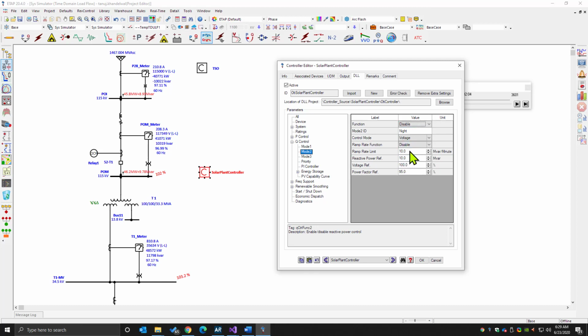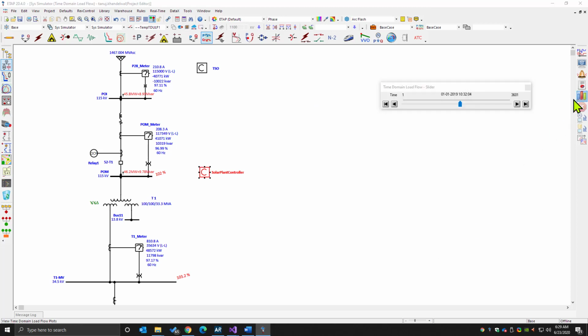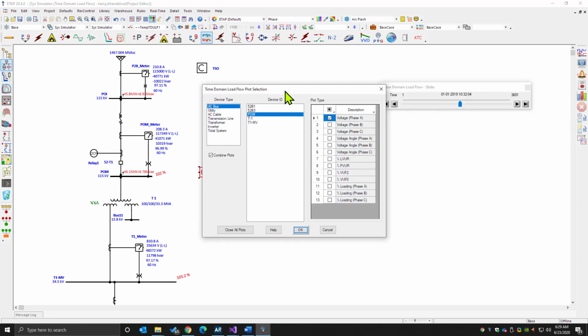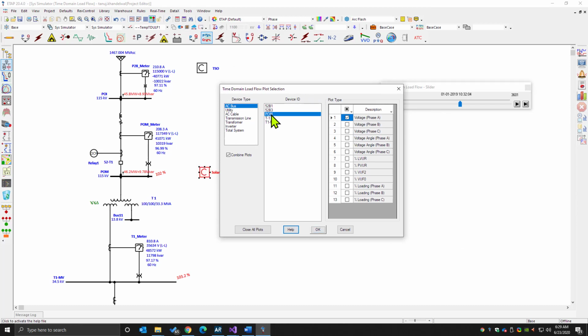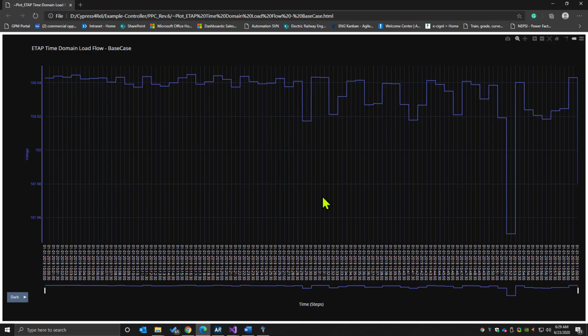You can also adjust the ramp rate functions, including the ramp rate limiters, the reactive power reference, voltage reference, and the power factor reference as needed. We've already run our base case without the voltage control operational, so we can see the voltage fluctuations at the POM bus or the point of metering bus. Since this is a balanced system, we'll just focus on phase A voltage and see the fluctuation on this bus. So here we can see our fluctuations on the POM bus as a function of time.